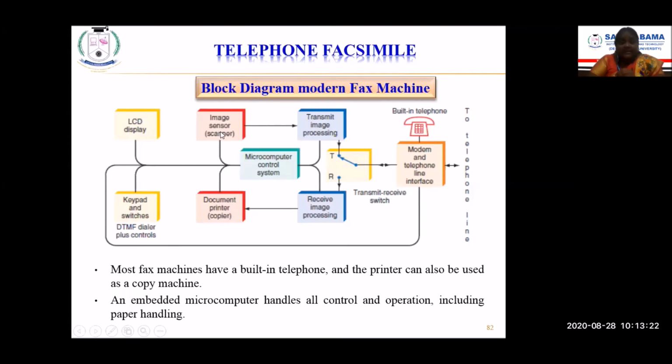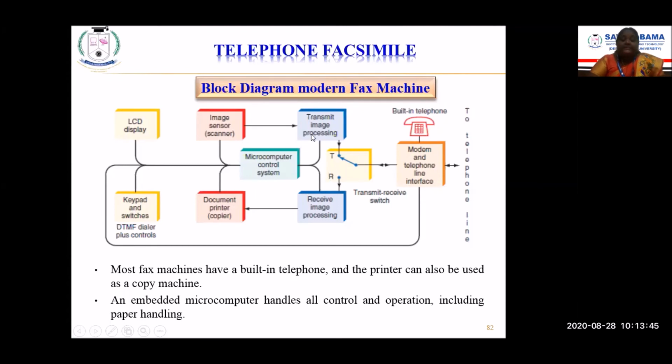So the sensor will be there for sensing. If we want to send some fax information, we need to scan it. So there will be a scanner available here, and there will be a document printer available here, and there will be a microcontroller computer control system. So it will have a simple microcontroller that will have control over all the systems. So this modern fax machine is going to be an electronic fax machine.